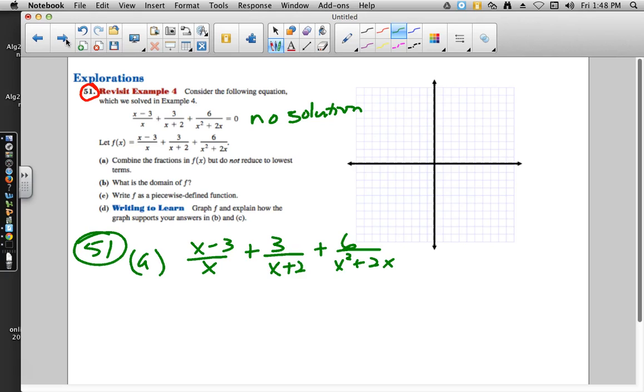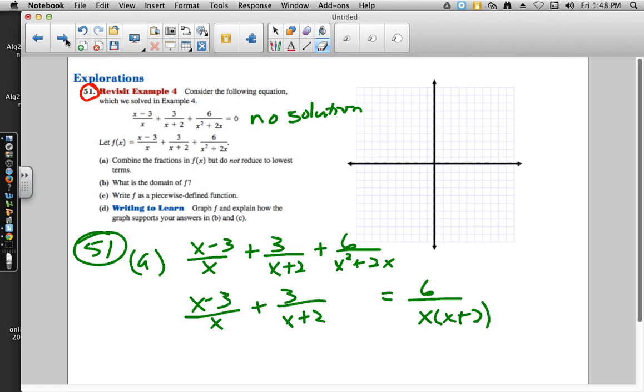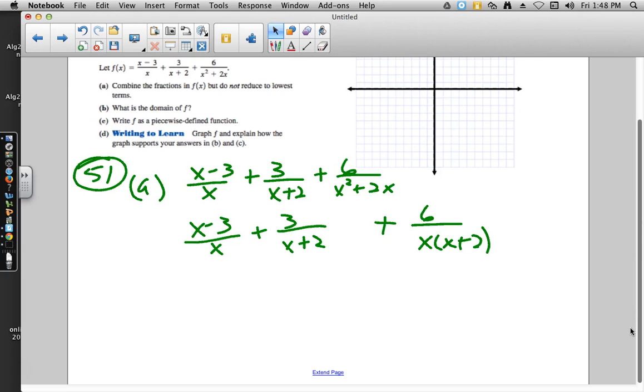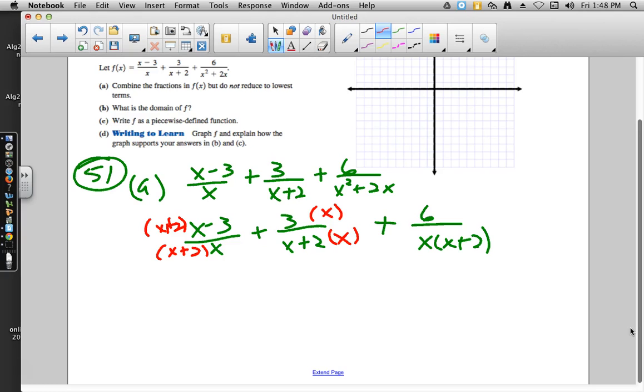What would that equal? So what we would normally do is say, all right, well, let's factor our denominators. So x minus 3 over x plus 3 over x plus 2 equals 6 over x times x plus 2, or not equals, sorry, there's a plus there. Keep thinking about the solve from the first one, and this time we're not solving it. So now what we do is build these fractions up so they have a common denominator. This one would need the x plus 2, and this one would need the x, and this one wouldn't need anything. So our 6 over there is going to be just fine.